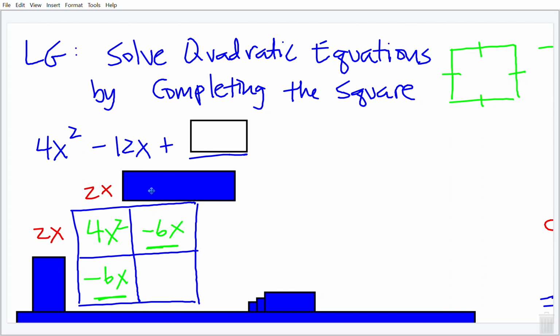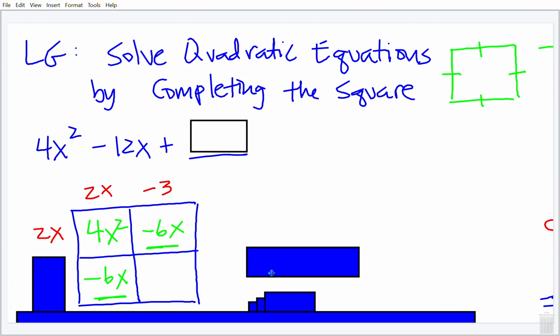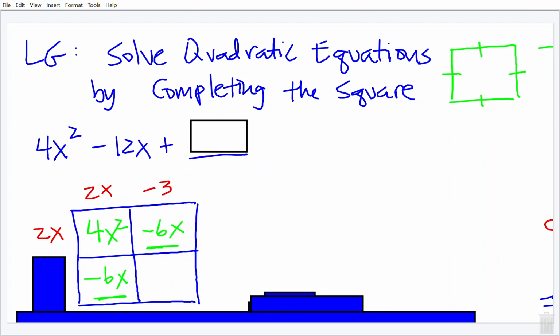And the answer is negative 3. In the same way, we see this 2x here and say, well, 2x times what will give me negative 6x? And the answer is negative 3. So we're on the right track with completing the square because we have 2x minus 3 and 2x minus 3 matching on both the top and the left of the area model.